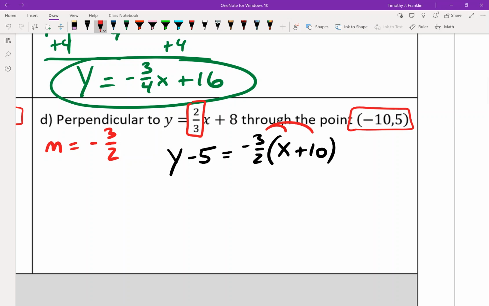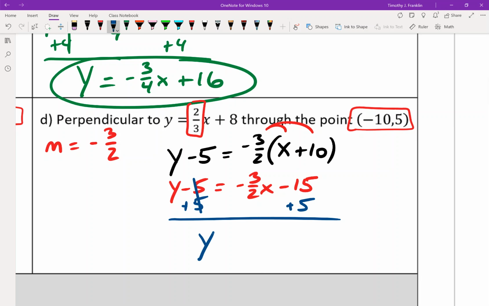Distribute the negative 3 over 2. So y minus 5 equals negative 3 over 2x. 10 times negative 3 is negative 30, divided by 2 is negative 15, so minus 15. Lastly, add 5 to both sides. And y equals negative 3 over 2x minus 10.